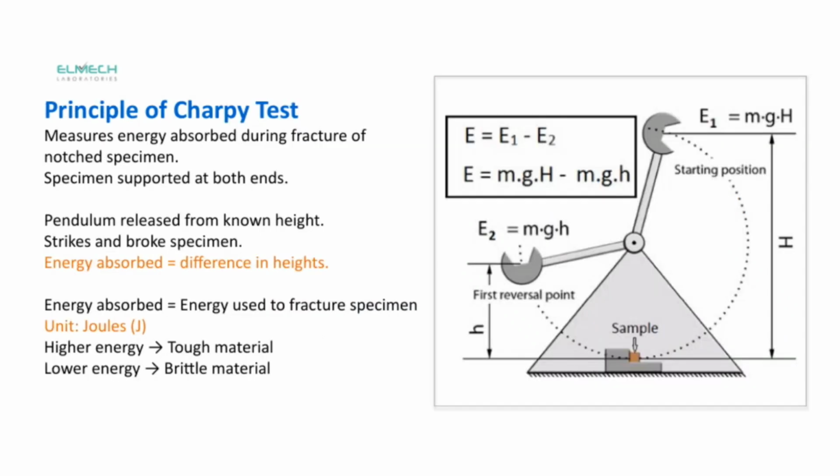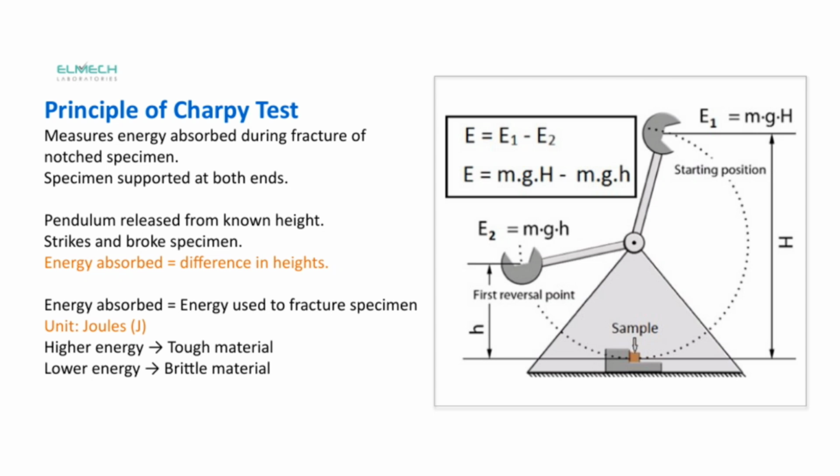Let's talk about the principle of the Charpy test. Essentially, this test measures the energy absorbed when a notched specimen fractures. The specimen is supported at both ends, creating a simple setup. A pendulum is released from a known height, which gives it a specific amount of potential energy. When the pendulum strikes the specimen, it breaks. The key idea here is that the energy absorbed by the specimen is equal to the difference in the pendulum's height before and after the impact.